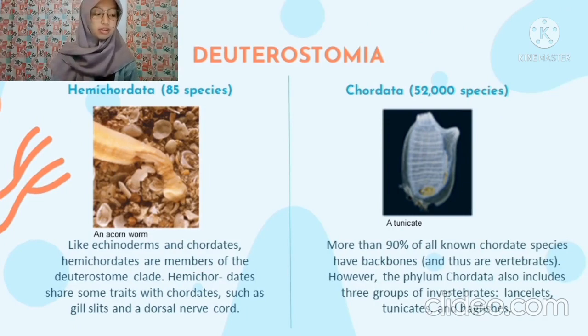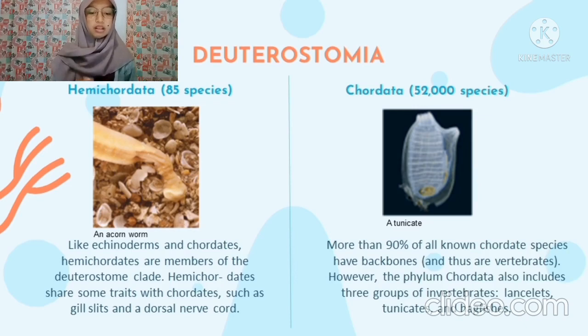Okay, next we will explain about Deuterostomia. Before that, we must know the definition of Deuterostomia. Deuterostomia is a superphylum of animals. They are a subtaxon of the Bilateria subregnum Eumetazoa and the opposite of Protostomia. Deuterostomia differ because of their embryonic development. In deuterostomes, the first opening of the blastopore becomes the anus, whereas in protostomes it becomes the mouth.